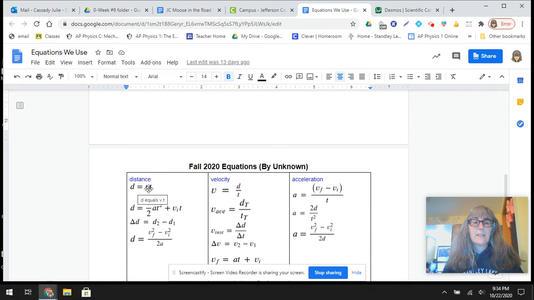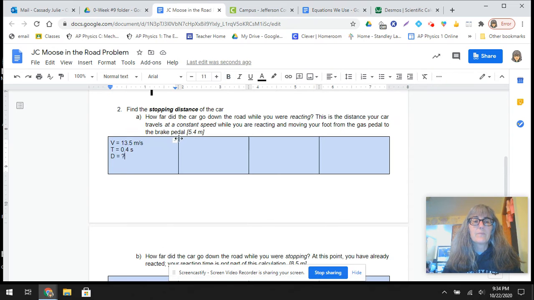We've got d is equal to vt. Well, that's for constant speed, and that's what we've got. So we haven't been able to use this equation for a really long time, but that's so cool because that's a nice, easy equation. So we have d is equal to vt. We do our substitution, d is equal to 13.5 times 0.4.